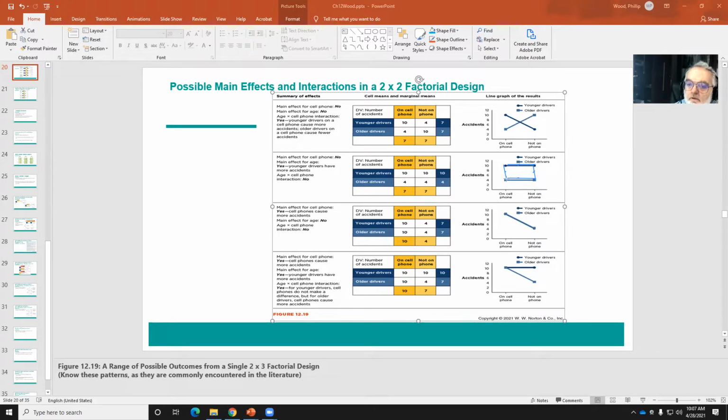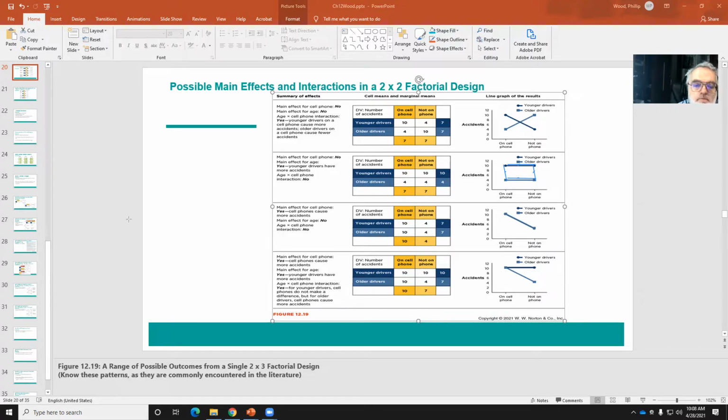So I have no main effect for being on the cell phone or not on the cell phone. And the same thing also happens here. There's no main effect for younger versus older drivers, but there is a main effect for cell phone versus not on the cell phone. The difference in differences is the same for the two groups. That is, there is no interaction. Right? So, kind of playing that squeezing game for the pictures that you have going on here.